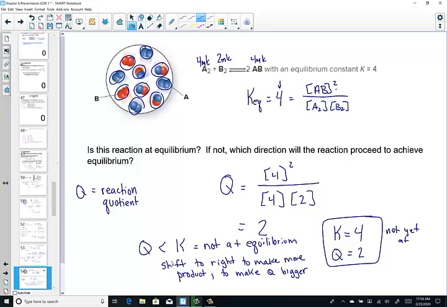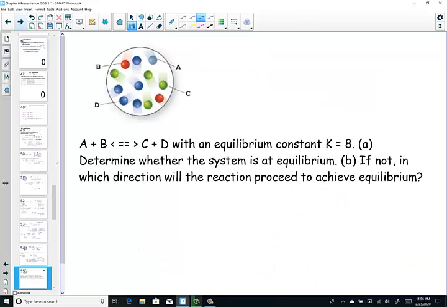And therefore, it asks which direction would it have to proceed? And our answer is it has to proceed to the right to make more product. This reaction has not yet achieved equilibrium. It needs to shift to the right to get that number 2 to become bigger, like the number 4. All right, let's try that again.